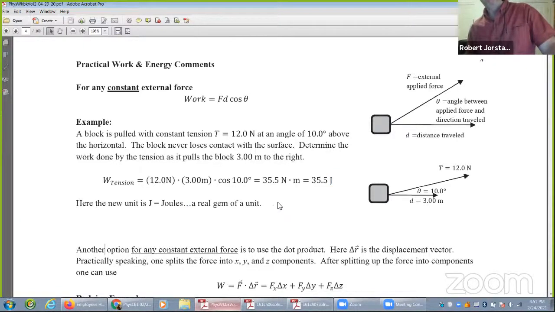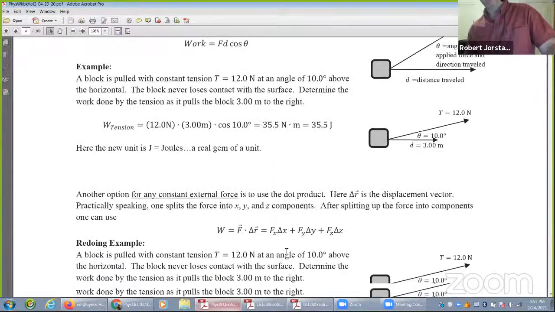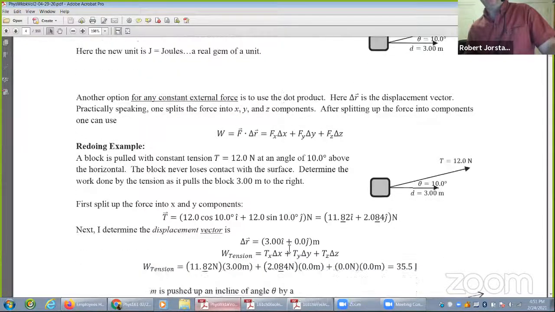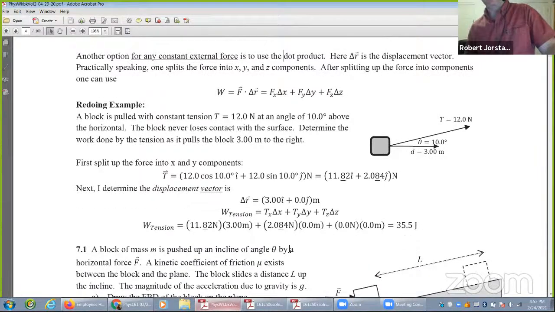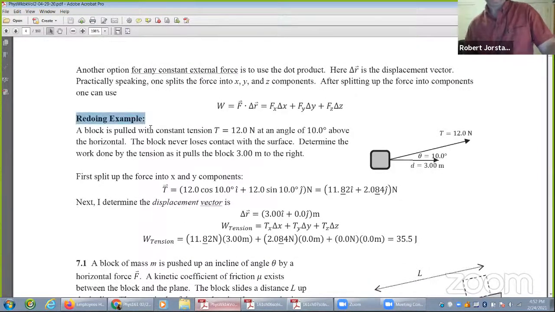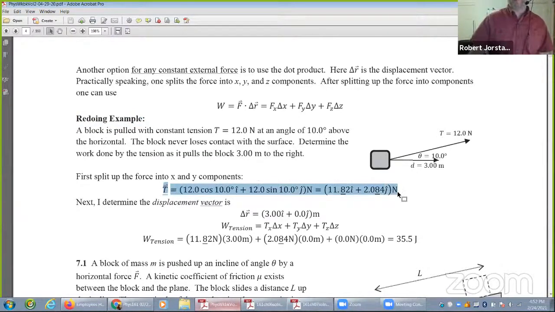Okay. Now, I just want to show you, you could actually do this using the dot product. So if you wanted to see how that works out and why this equation is legal, let's look at this one right here, redoing this example. First, I'm going to split up the tension into x parts and y parts. So i hat and j hat parts. There's the tension. I could do the same thing with the displacement vector, right? I split it into i hat and j hat parts. Now I can simply say the work done by tension is take the x part with the x displacement, the y part with the y displacement, T part, Z part, Z.